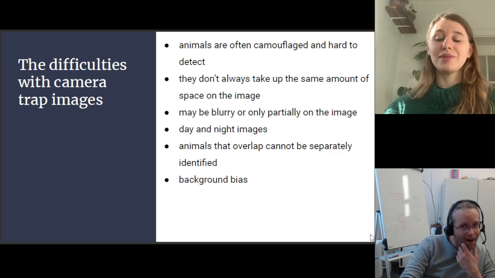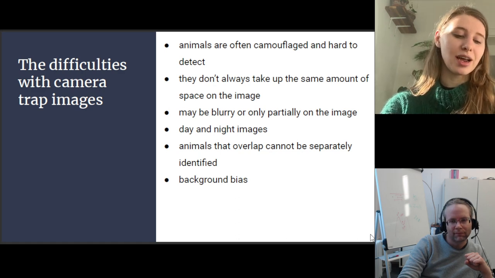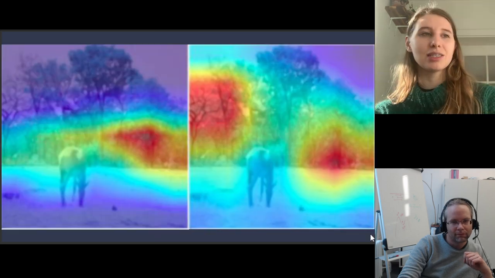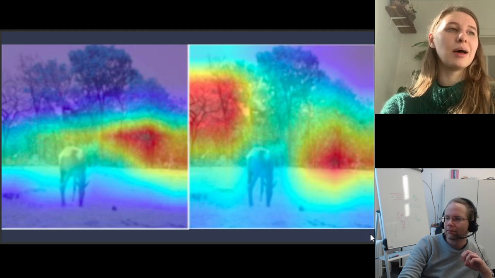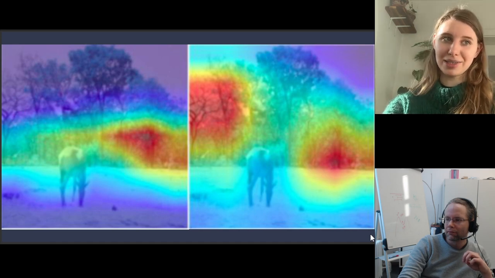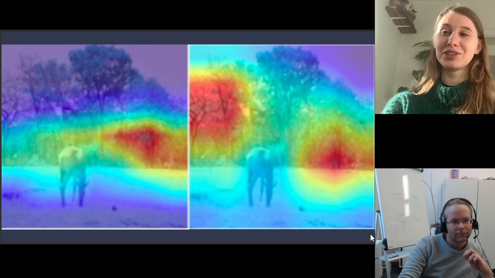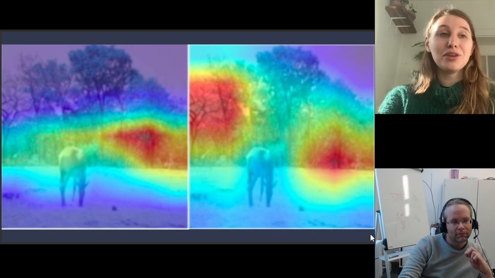And we have something else happening, especially in our images, which is a big problem called background bias. I'm going to explain it with images. Somebody made a test to see what the machine learning model looks at. Red is what it really focuses on, and blue is what it doesn't care about. As you can see, it really cares about the trees in the back, and it really doesn't care about the animal. And computers are not that smart.